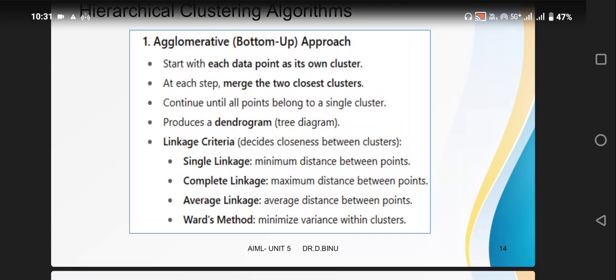A linkage criterion decides closeness between the clusters. The types of linkages are single linkage, the minimum distance between the points, and then complete linkage, based upon the maximum distance between the points. Average distance between the points is called average linkage. Minimizing the variance within the clusters is nothing but Ward's method.